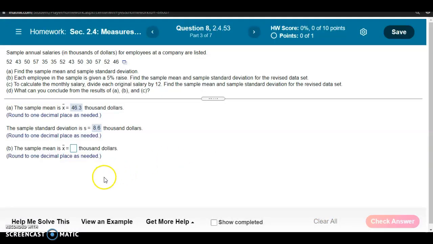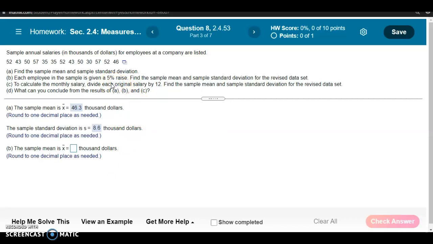To answer part B, we have to read the question first. The question says, each employee in the sample is given a 5% raise. Then it says find the sample mean and the sample standard deviation for the revised data set. So let's think about how we're going to do this first, and then I'll talk about how to do this in StatCrunch.